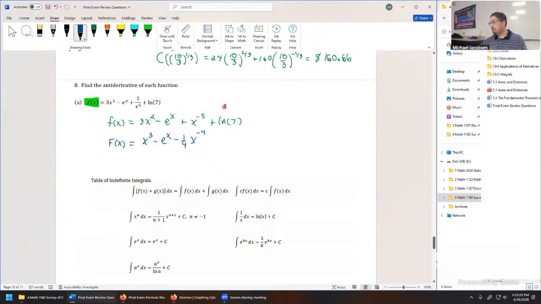So the last one is absolutely the trickiest one on the list. Anyone recall what happens when we take the antiderivative of a constant, natural log 7? Absolutely, Haley. All we do is, just as you said, tack on that x. So this is going to be plus natural log 7 times x.